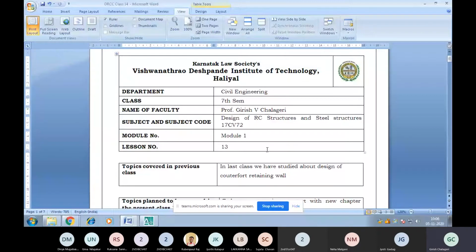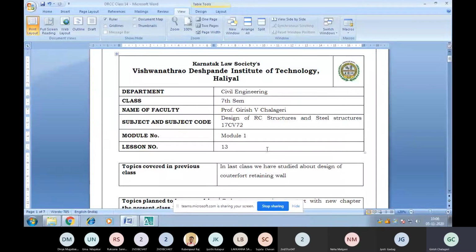Subject code 15CV72. We are in module 3, lecture number 13. Presented by Girish Chaligeri, Assistant Professor, KLS VDIT Halaya.